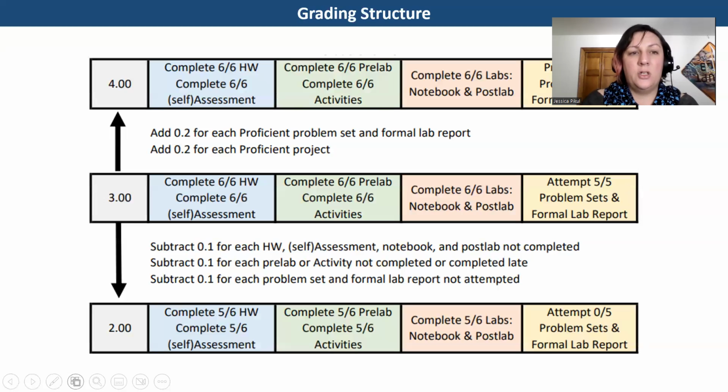So this is my summary in graph form. It's trying to show that we have this 3.0 middle point where everyone's at. And if all of our homework, self assessments, pre labs, activities, labs, and notebook and problem sets are completed, or attempted for the problem set, then you have that B right then and there. And moving up to a higher grade just involves making sure your problem sets and formal lab reports are revised or are initially completed at a proficient level. And anything that's missed along the way will decrease your grade by 0.1.